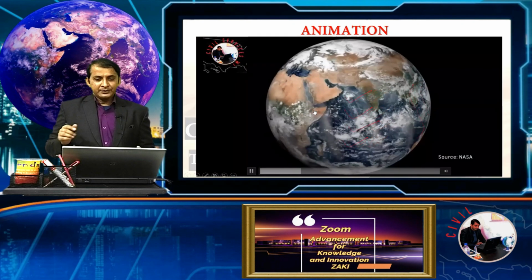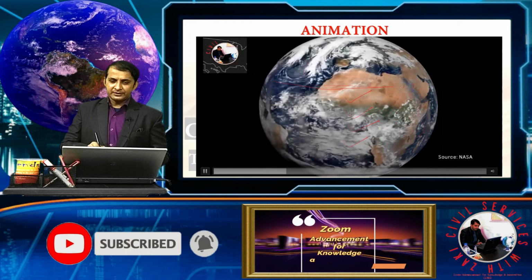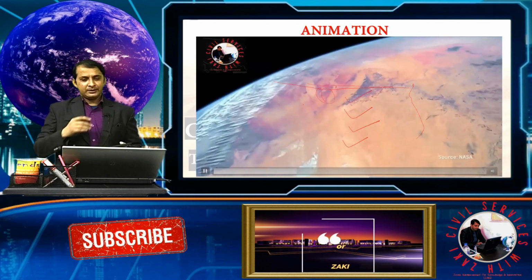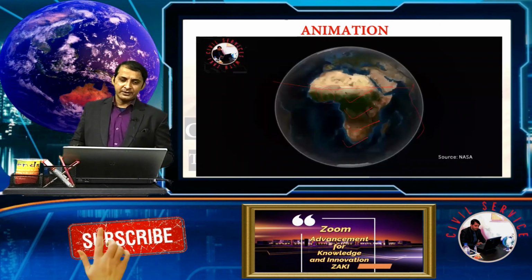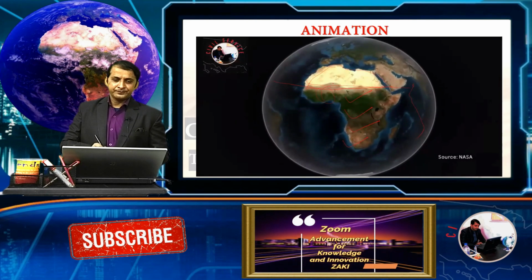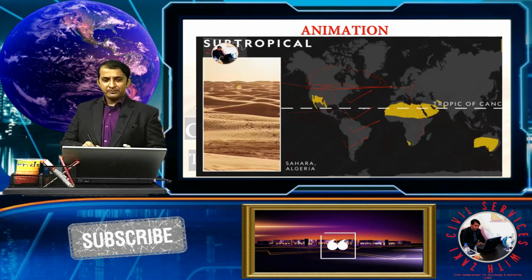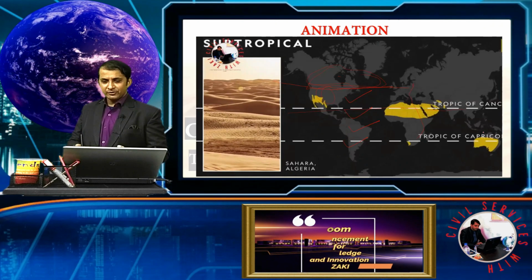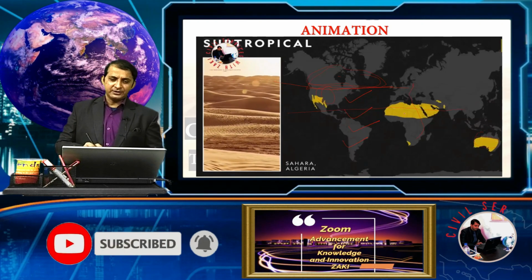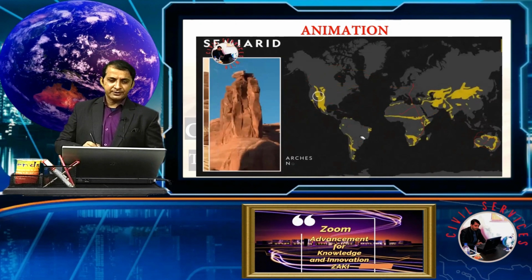So see here. Most of it is called subtropical desert. Subtropical deserts are the most abundant across the globe, about 13% or more. Basically these deserts are found in the tropics, in the northern hemisphere or the southern hemisphere. So these are the subtropical deserts.